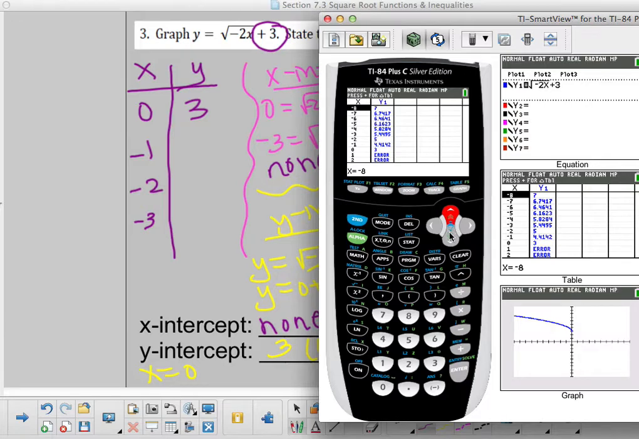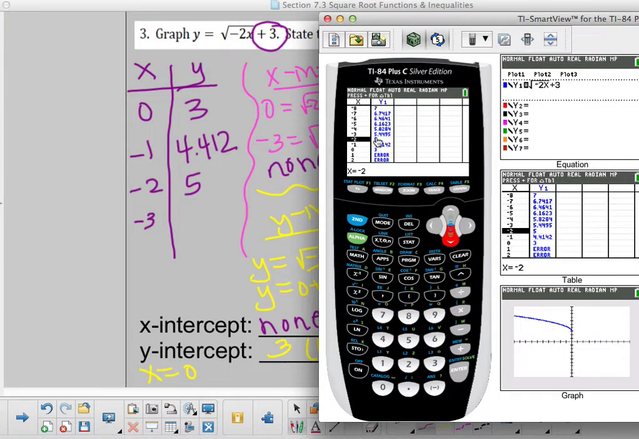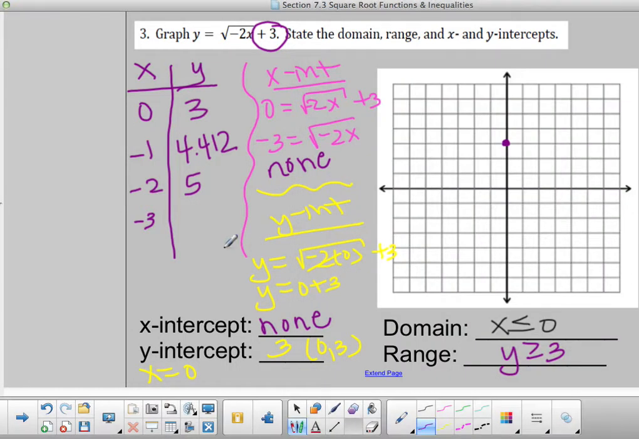So I'm just going to go ahead and jot a few of these down. So at -1, I would have 4.412, and at -2, I have 5. And at 3, I have 5.4495. Okay, and that's going to get me some values.